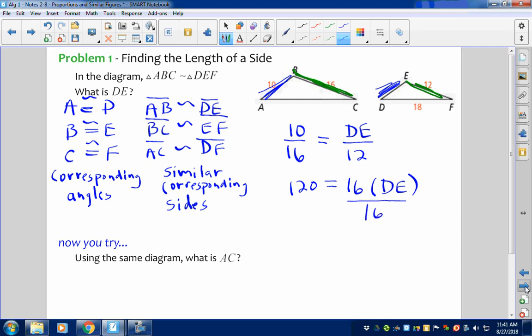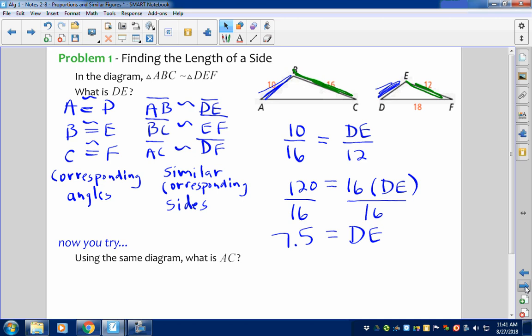Divide by 16, divide by 16. What do you get for DE then? Well, we're dividing now. 120 divided by 16. What do you get? 7.5. And then does that make sense for this picture, that this could be 7.5 if that were 10? Yeah, it's smaller. So ask that question after you do these.